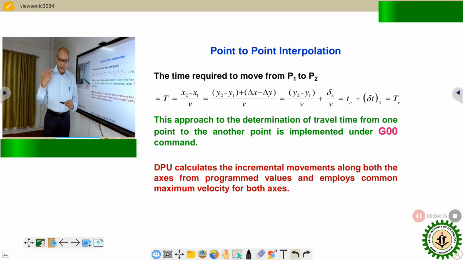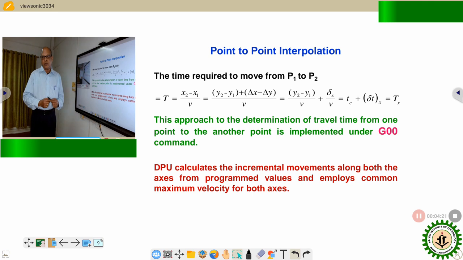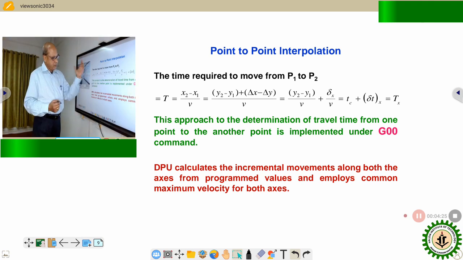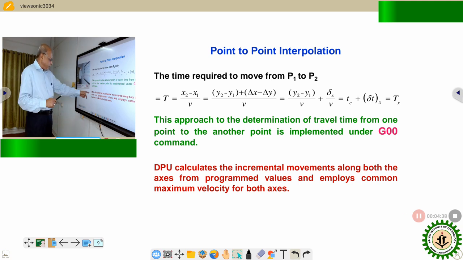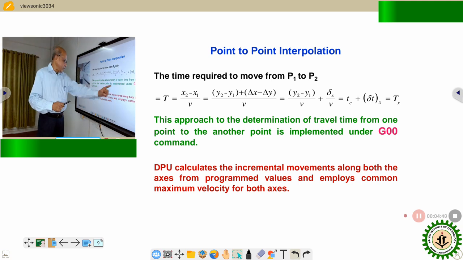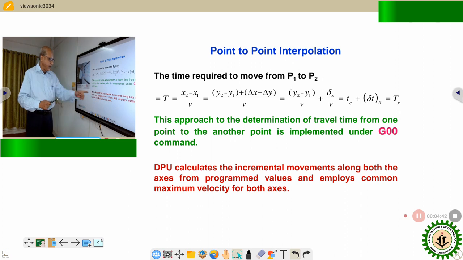Afterwards, when we deal with the programming part, this particular G code is used to invoke the point-to-point motion, so that the machine tool controller can use these point-to-point interpolation commands. The DPU calculates these incremental movements along both the axes from the program values and employs a common maximum velocity for both axes.